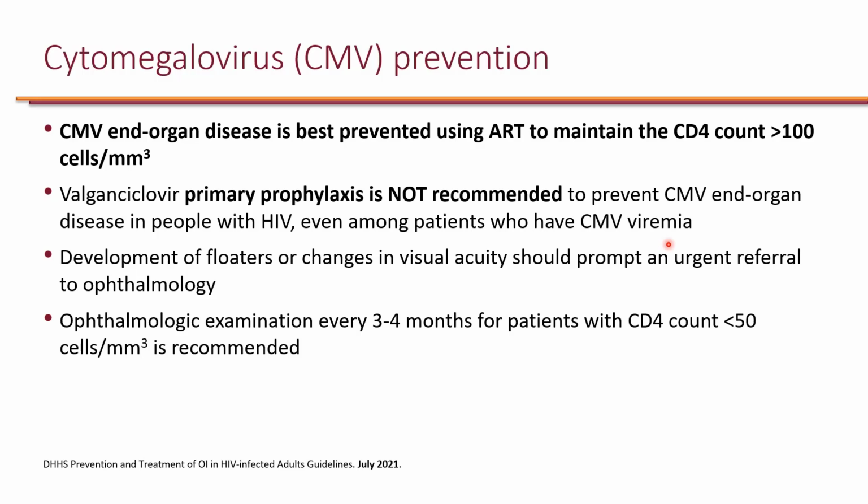Now, while prevention with prophylaxis is not recommended, it is important to urgently refer patients to ophthalmology if they develop symptoms of retinitis. And in fact, for patients who have a CD4 count of less than 50, it is recommended to have an ophthalmologic examination every 3 to 4 months to detect patients who develop retinitis, to get them treatment from ophthalmology.